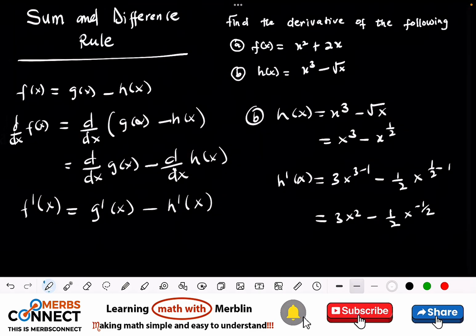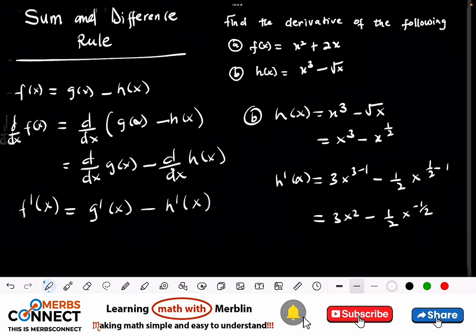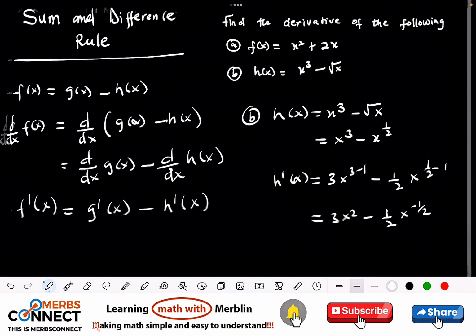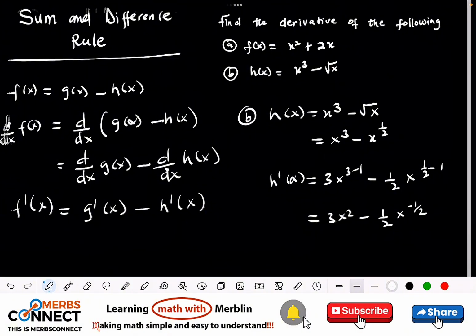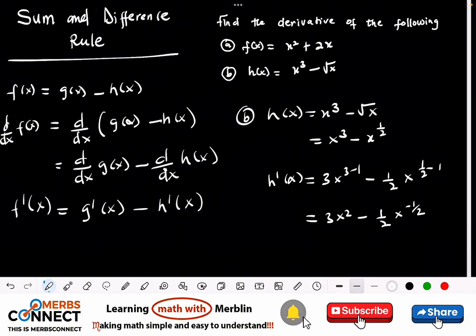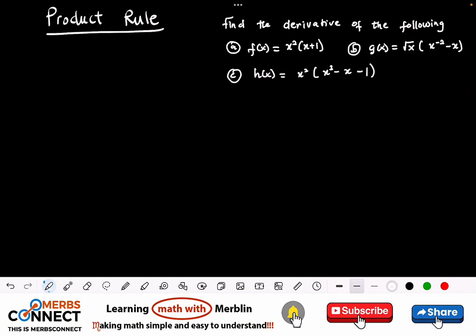So this is the sum and then the difference rule. Now the next two rules are very interesting. That's the product rule and then the quotient rule. So let's start with the product rule, take some example, then we look at the quotient rule too as well.